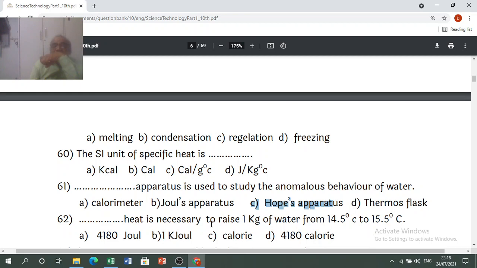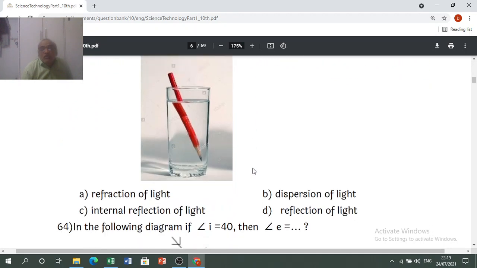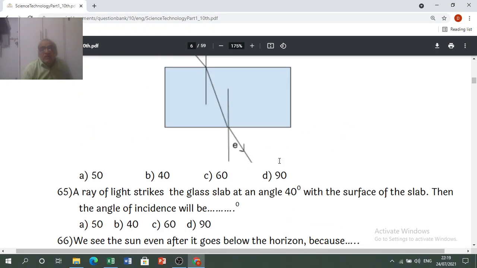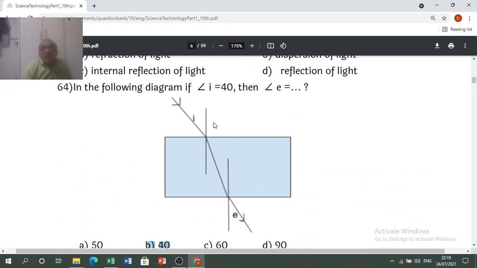The heat necessary to raise the temperature of 1 kg of water by 1 degree is 1 kilocalorie. That is nothing but 4180 joule, because 1 calorie is equal to 4.18 joule. That's why it is 4180 joule. Due to refraction of light, a pencil looks bent in water. If the incident angle is 40, then the angle of emergence is also 40 degrees, because they are parallel rays.